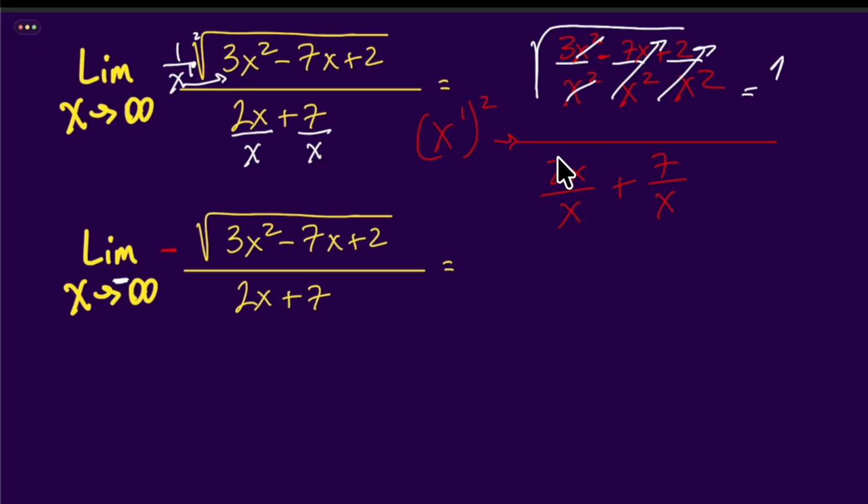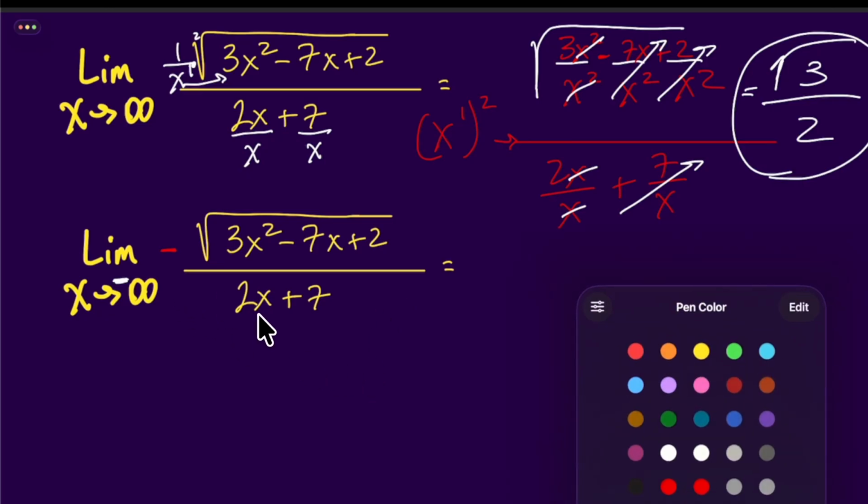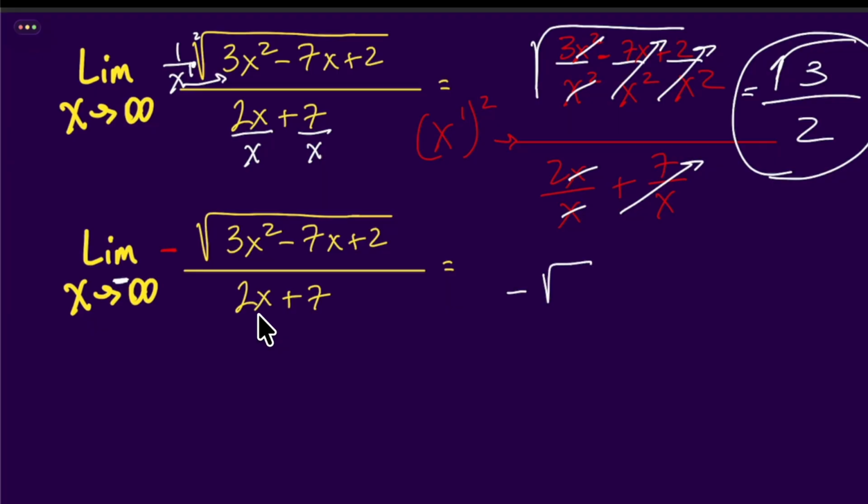We're going to have the square root of 3 in the numerator. On the bottom, these are going to cancel out. That's going to go to 0. And our answer is going to be square root of 3 over 2. Folks, on this one, the answer is going to be negative square root of 3 over 2.